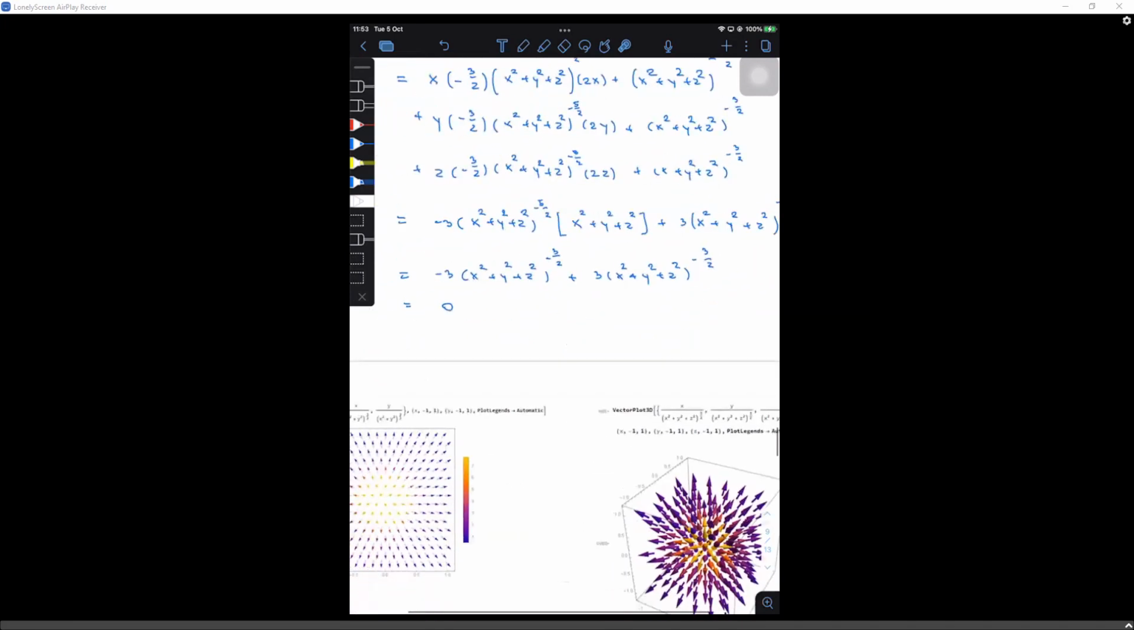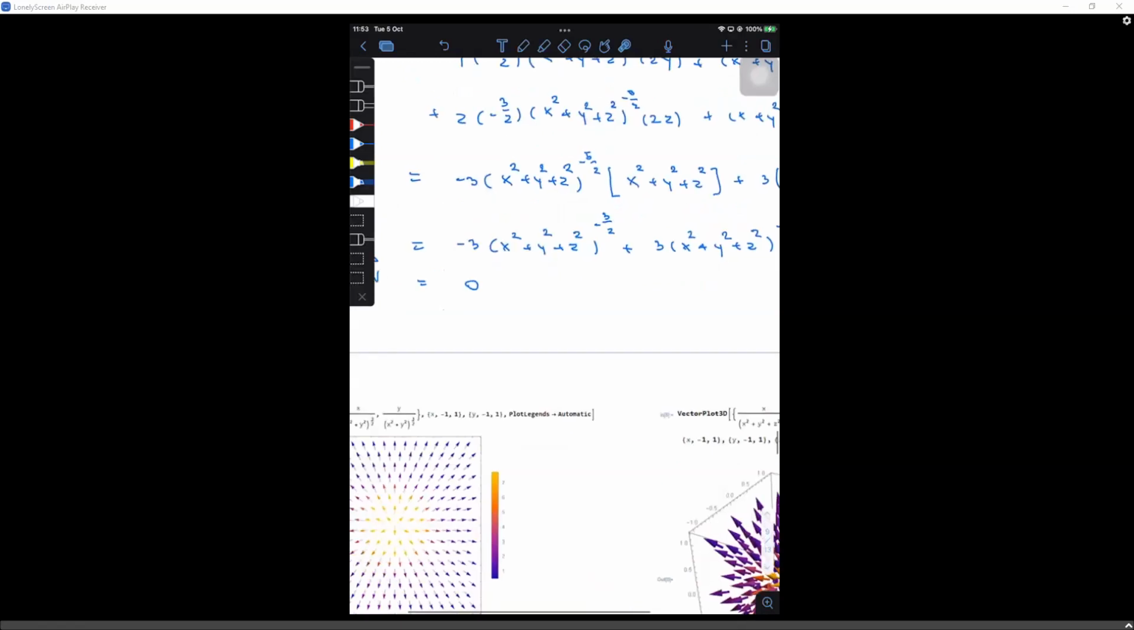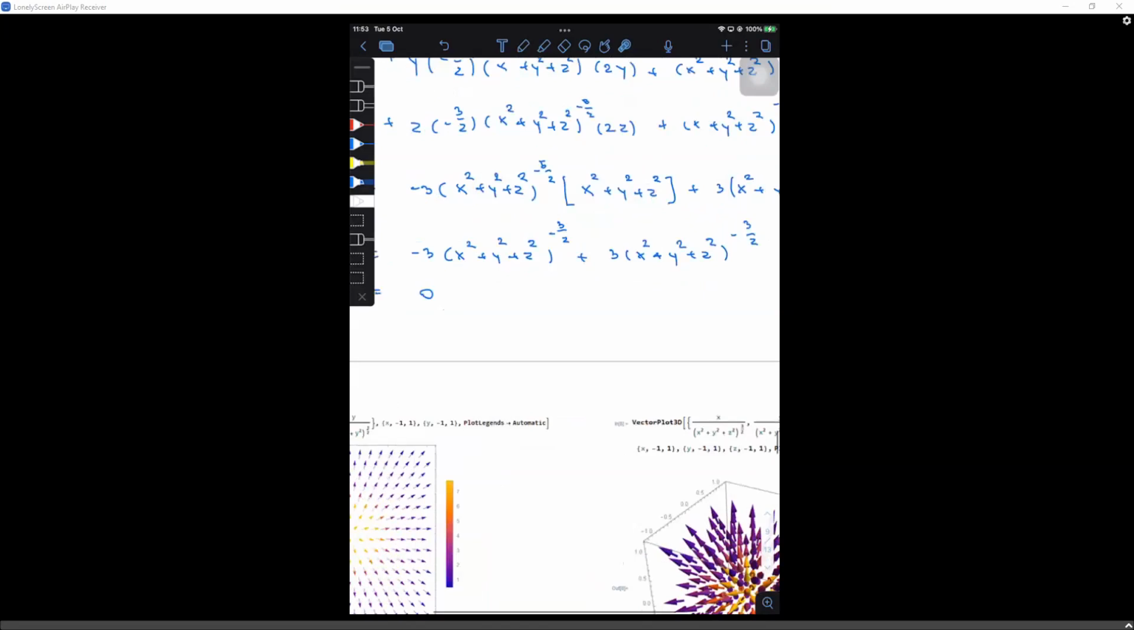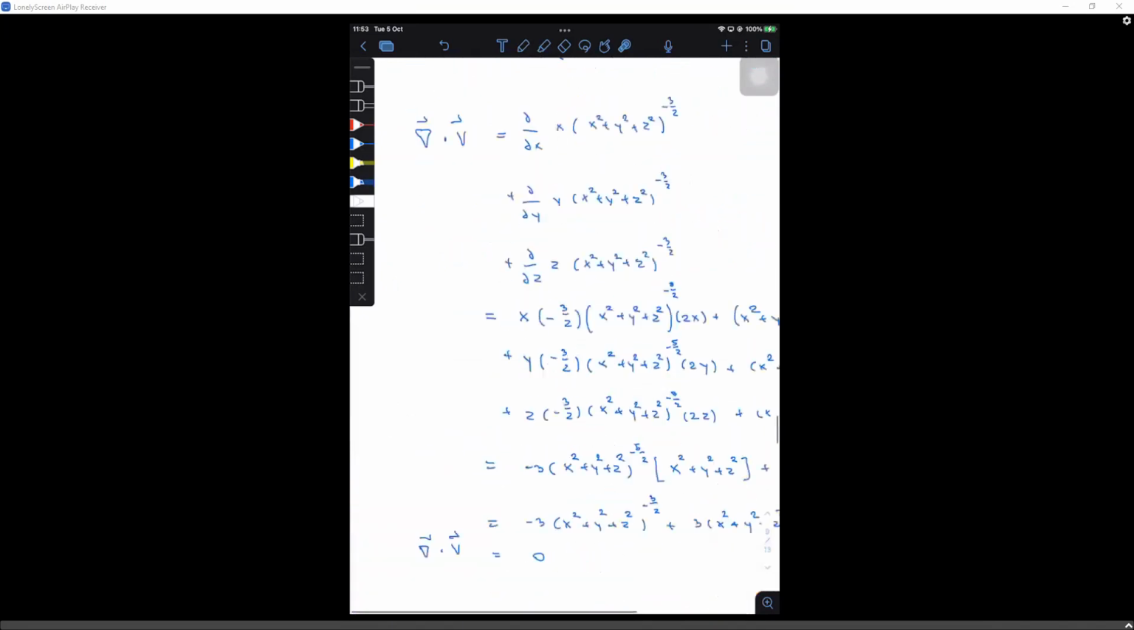So we can multiply this together, and we will get the exponent of -3/2. So this thing is the same, but in a different direction. This is negative and positive. So we will know that in the end we will get the divergence of v is 0.